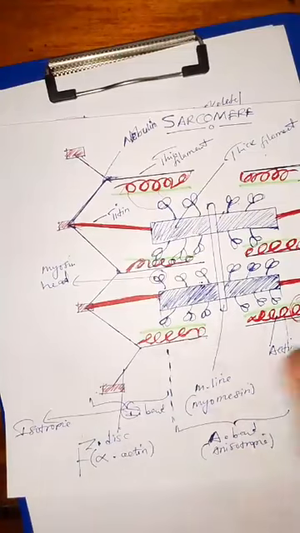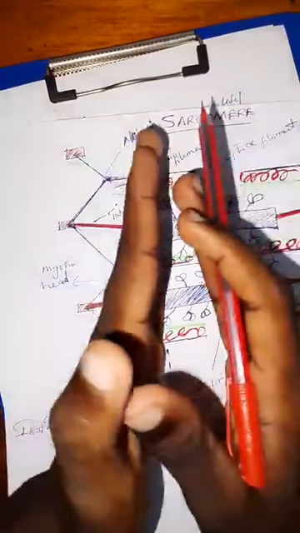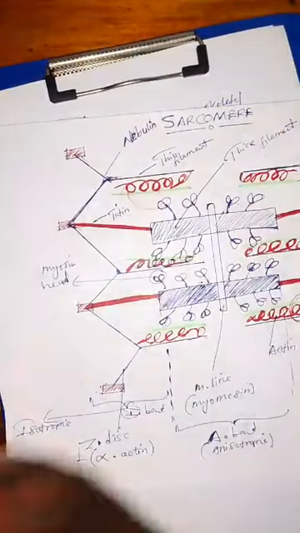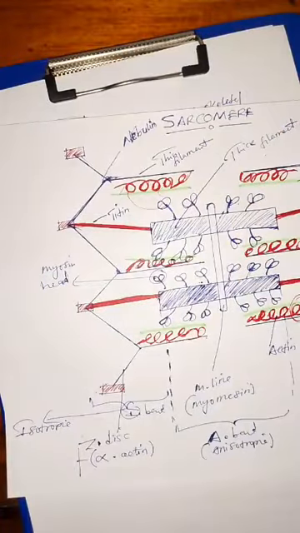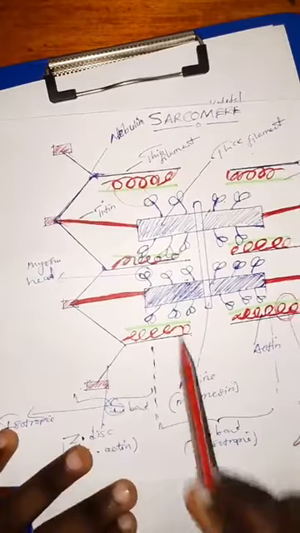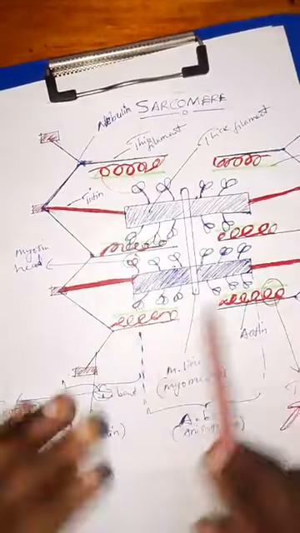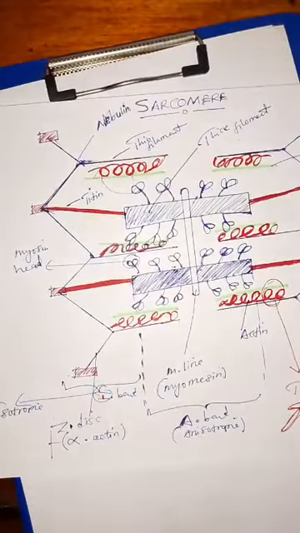It gets shortened because it's being pulled towards the M line, the myomesin. Okay. So what about the dark band, which is the A band? The dark band, the A band, doesn't change. The region of the thick filament doesn't change. But the H band narrows because of the encroaching thin filaments.